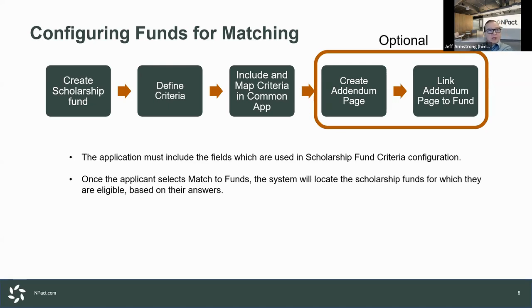If you need to create an addendum page, you need to do that early on before you take the application live. And we'll show how and where to create those addendum pages. And then, of course, in the fund configuration, you'll have to link the addendum to that fund so that the portal knows to send those questions to the applicant. So it looks a bit complex, but we'll step through it and demystify it as we jump into the screens.